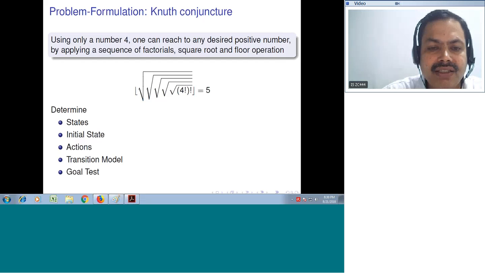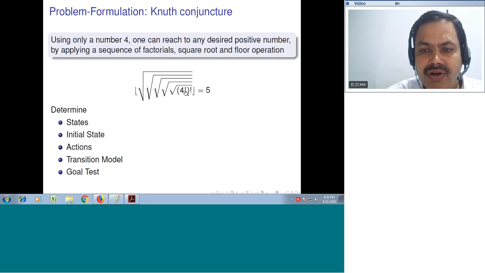Okay, what are the actions? Actions are that you apply factorial, square root, and floor operation on the numbers. And then what is the transition model? That one transition to another is defined by the mathematical operation, because when you have a number and you apply a factorial or a square root, then you for sure know what the next number is. So you can find these transitions: initially I have the 4, then you apply the square root, then you go to 2.